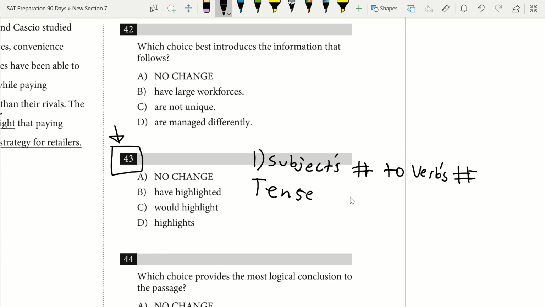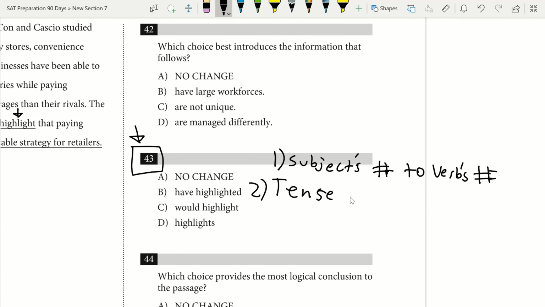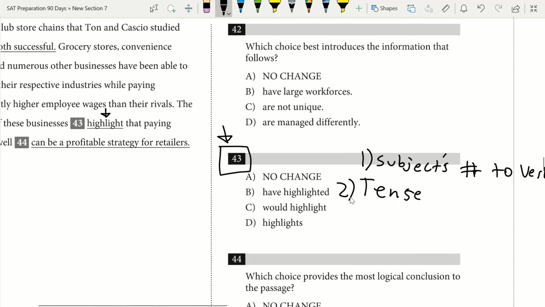If my subject is plural, I need my verb to be plural. And then the second thing I'm looking to do is match tense, right? I want it to be in the same tense. So those are the two things that I want to do.